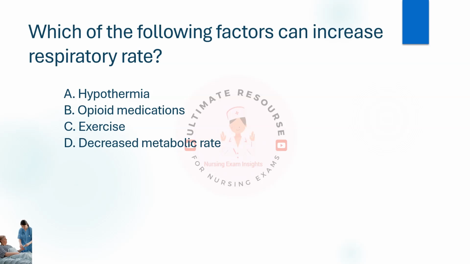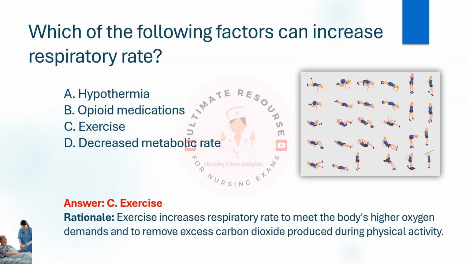Which of the following factors can increase respiratory rate? Options are A. Hypothermia. B. Opioid medications. C. Exercise. D. Decreased metabolic rate. Answer is C.